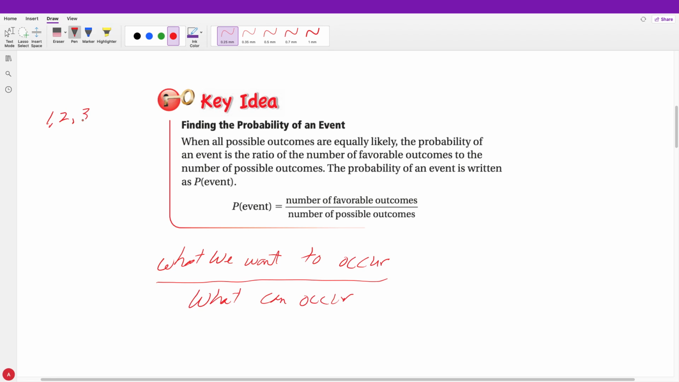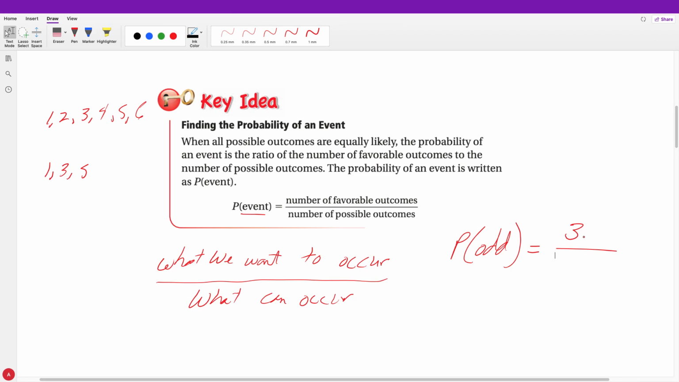Well, we have 1, 2, 3, 4, 5, 6 different possible events that could happen. So if we want to find the probability of rolling an odd number, we would write the probability of odd. So we put inside the parentheses what we're looking to happen. See how it says the event. And then we say, okay, if we want to roll an odd number, our favorable outcomes, or what we want to happen, what we're looking for is a 1, 3, or 5. So we have 3 different outcomes that can occur. And those are the number of favorable outcomes that we have.